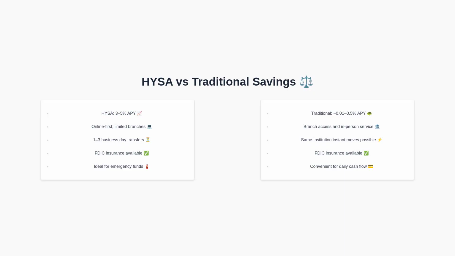Now let's compare high-yield savings with traditional savings accounts. High-yield accounts tend to offer rates in the 3 to 5% range, but access can be slower because service is online first, and transfers often take 1 to 3 business days. Traditional savings accounts at your primary bank may offer very low interest rates, but can provide immediate or same-day transfers within the same institution, and branch access for in-person needs. Both can be FDIC insured if offered by insured institutions. Therefore, many people keep daily cash flow in checking and minimal savings at their primary bank for convenience, while placing the bulk of their emergency fund in a high-yield account for better returns.